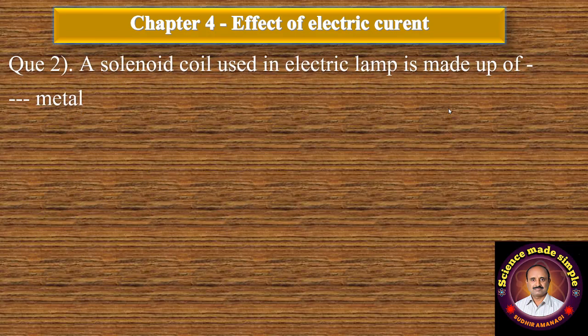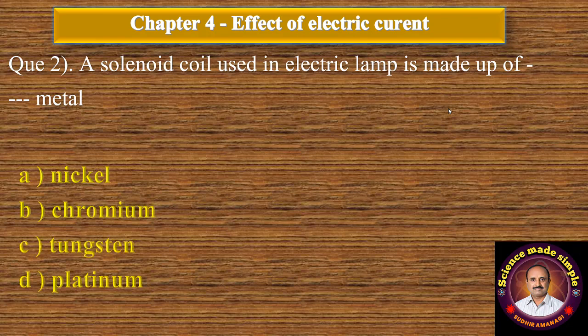Second question, a solenoid coil used in electric lamp is made up of dash dash metal. Option A, nickel. B option, chromium. C, tungsten. And D, platinum. Correct option is that option C, tungsten.